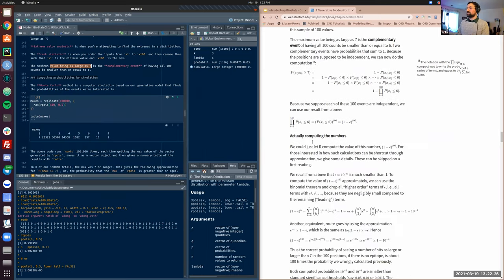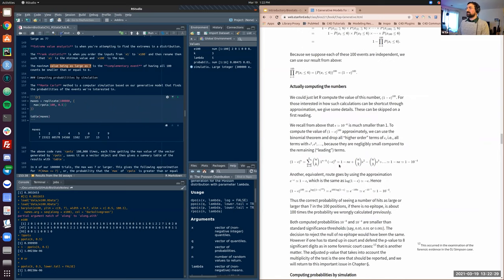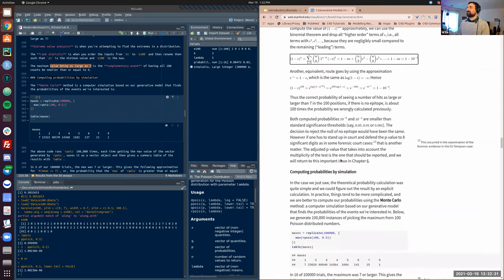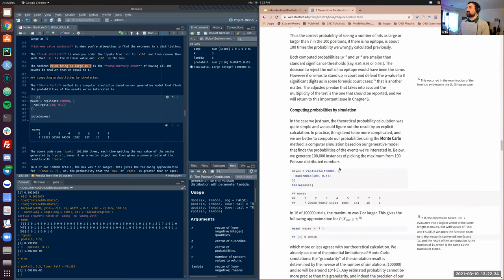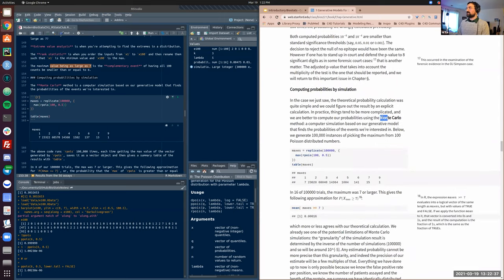Now, there's a lot of math, but we don't have to know any of that, because we can get the computer to do it for us. This is what it's calling the Monte Carlo method, a computer simulation based on our generative model that finds the probability of events we're interested in. So here we're going to replicate, what is that number? 100,000 times the maximum Poisson value given this lambda in this number of trials. So let's see.